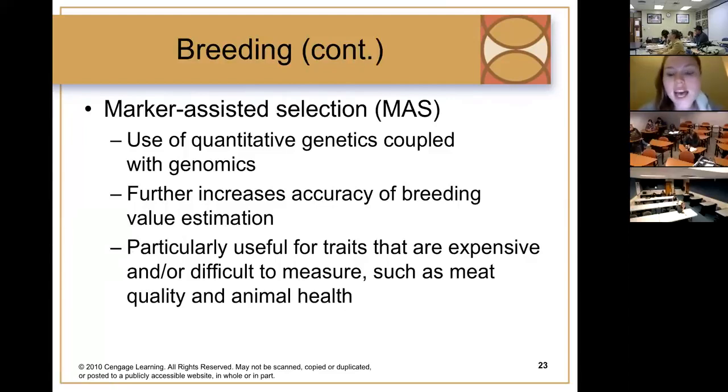Traits that influence meat quality and animal health would be very expensive to measure, because meat quality might determine how much you get for that animal. They can be very expensive and a little bit hard to measure. So if you measure them, you want to be a little bit more accurate than you might need to be for some of the other traits.